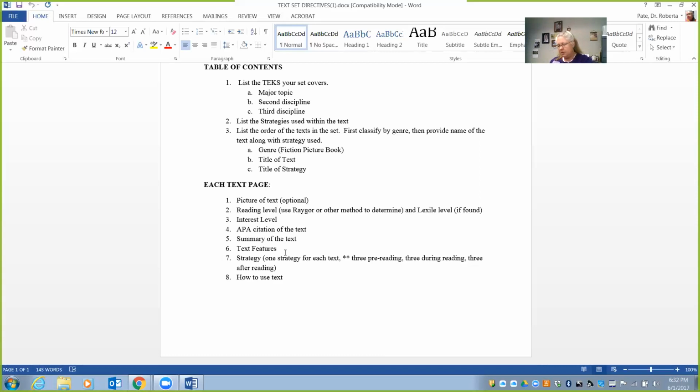And it has a lot of pictures in it. And it's more a poem, written as a poem. Okay? And it has another text feature in here, and let me look and see if I can find it.